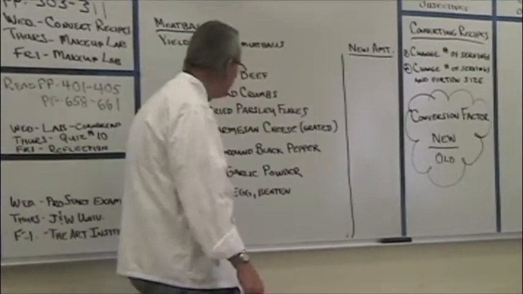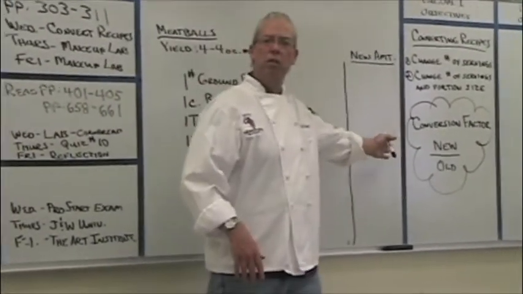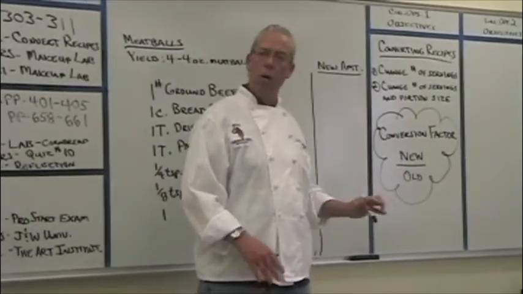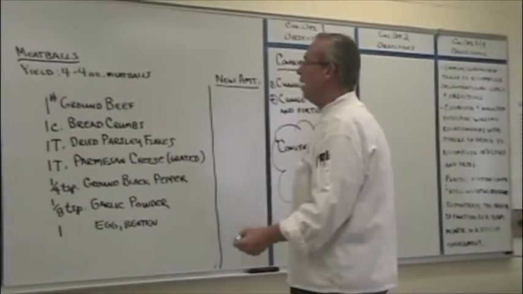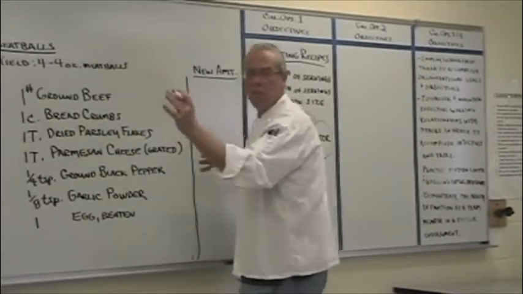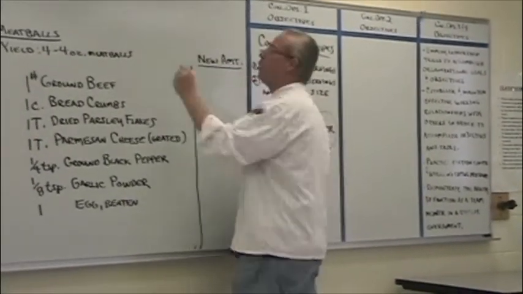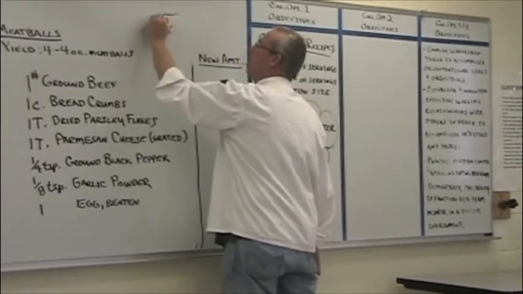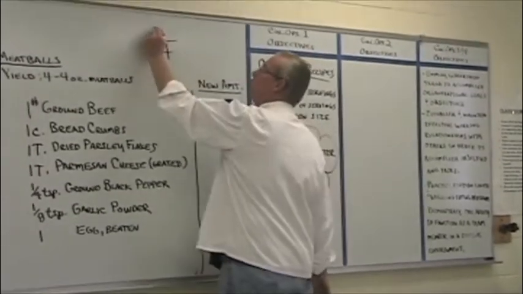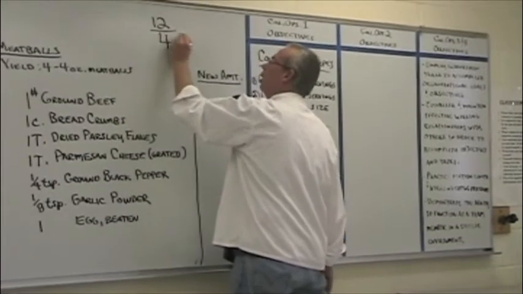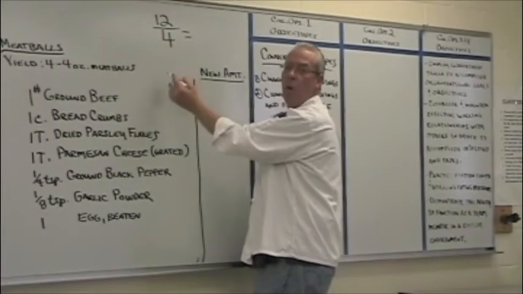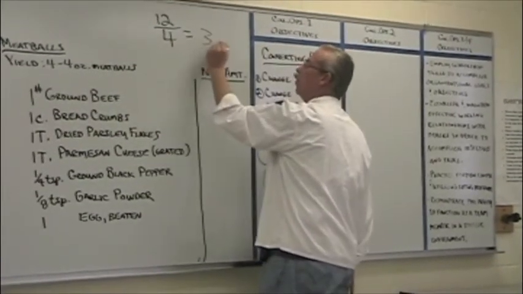So by using that example, if you look at the conversion factor of new over old, we're going to take that equation. Again, new over old. We start out with old. The original recipe is 4. The new recipe is 12. 12 divided by 4 is 3.